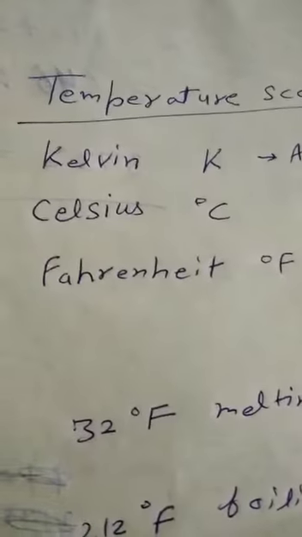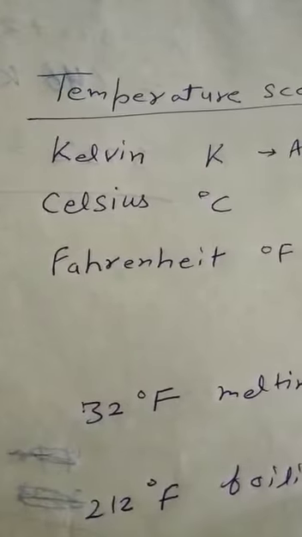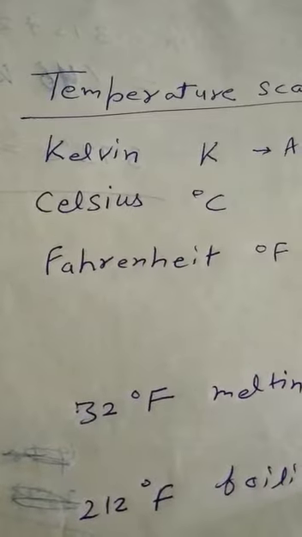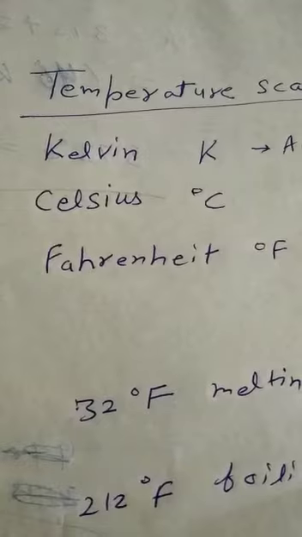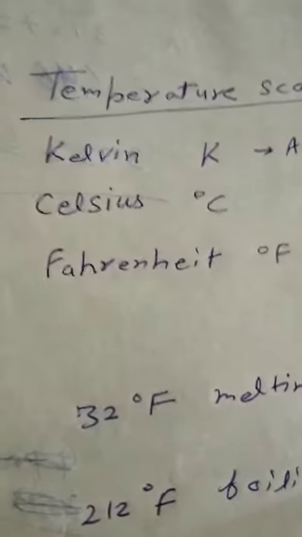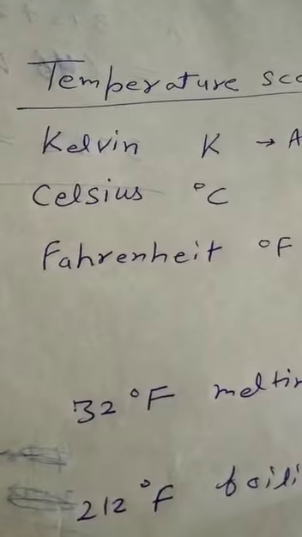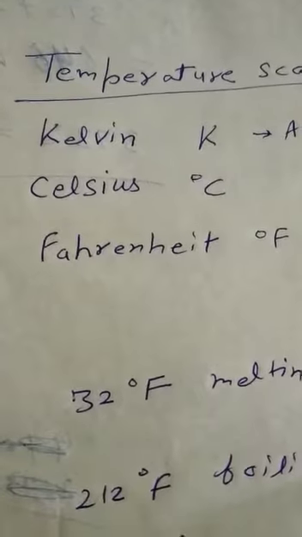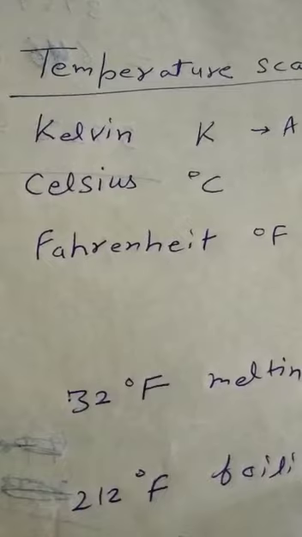By temperature, we can judge whether a particular substance or thing is cold or hot. Generally, we say that if the temperature is less, then the thing is cold, and if the temperature is high, then the thing is hot.